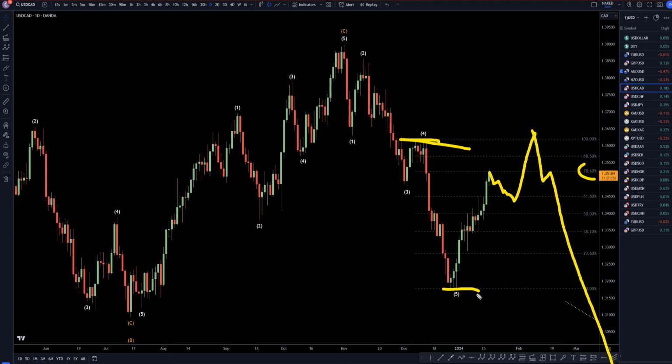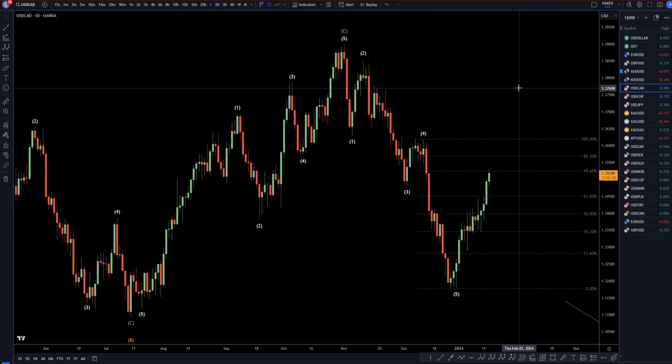We have interest rate for the US dollar on January 31st. I think this is going to continue to drift up for the most part until that interest rate news comes out on the 31st of January.